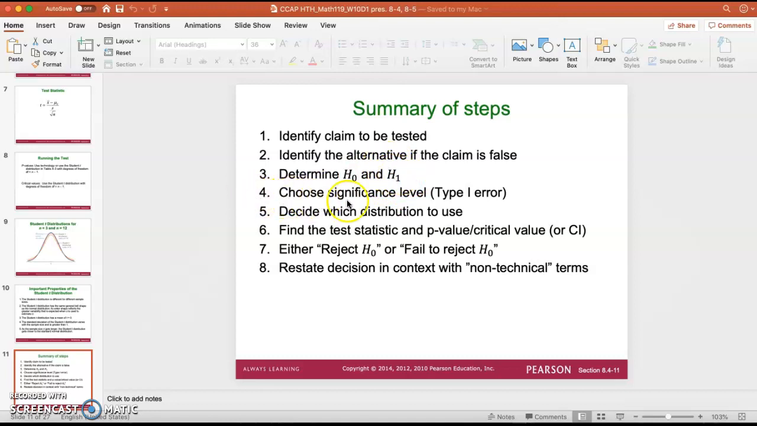And again, step 4, just need to choose your significance level. 0.05 is that most common one. Step 5, decide which distribution to use. For these test problems, we'll be using t-distribution typically. And find that test statistic and the p-value or critical value, or the confidence interval, depending on which method you're using. Step 7, after you run through the test, then either reject the null hypothesis or fail to reject the null hypothesis. And step 8, just restating your decision in context with non-technical terms.